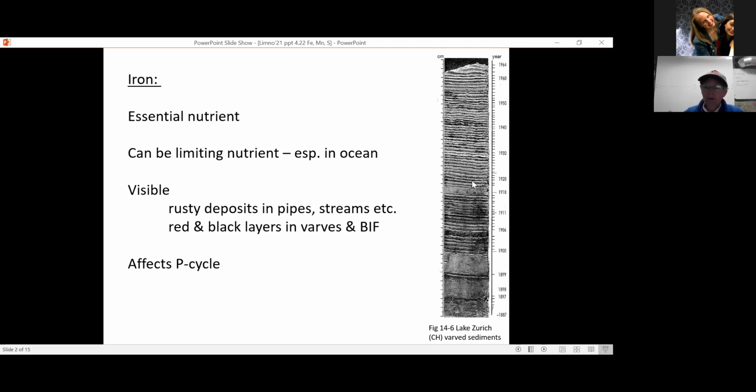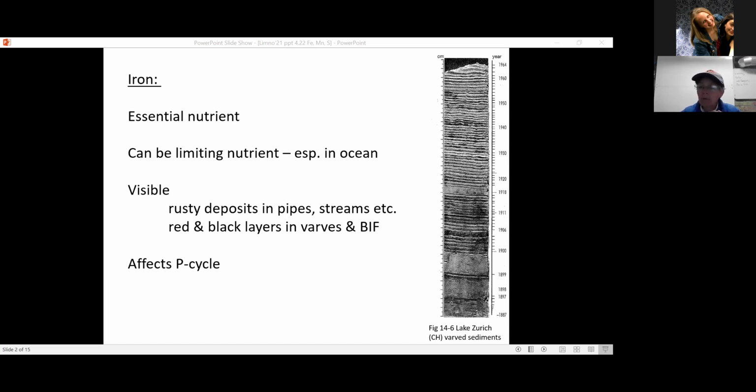And on the right here, we have a sediment core from Lake Zurich. This was in the chapter about, I think, carbon. And the light layers here are calcium carbonate precipitated, and the dark layers probably contain some iron. Iron, when it is oxidized, is like a rusty red color, rust colored.